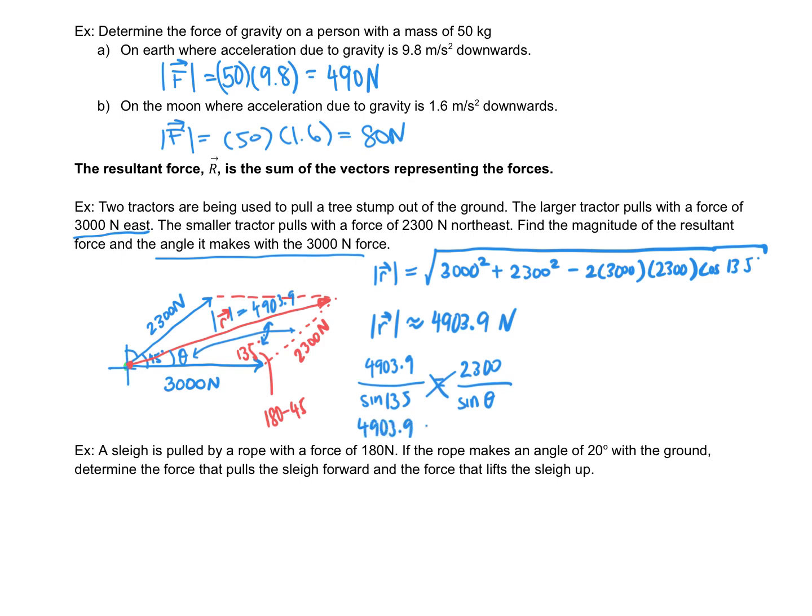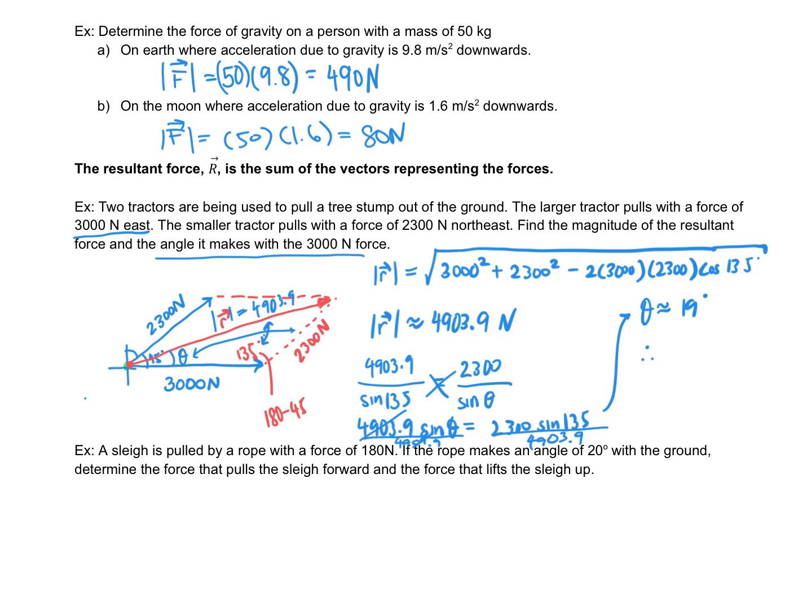And I am solving for an angle, so I know I'm going to have to take a sine inverse at the end. Okay. And I'm going to divide both sides by 4,903.9 to cancel that out. And I'm going to take sine inverse of this entire fraction. And when you do, you get 19 degrees.